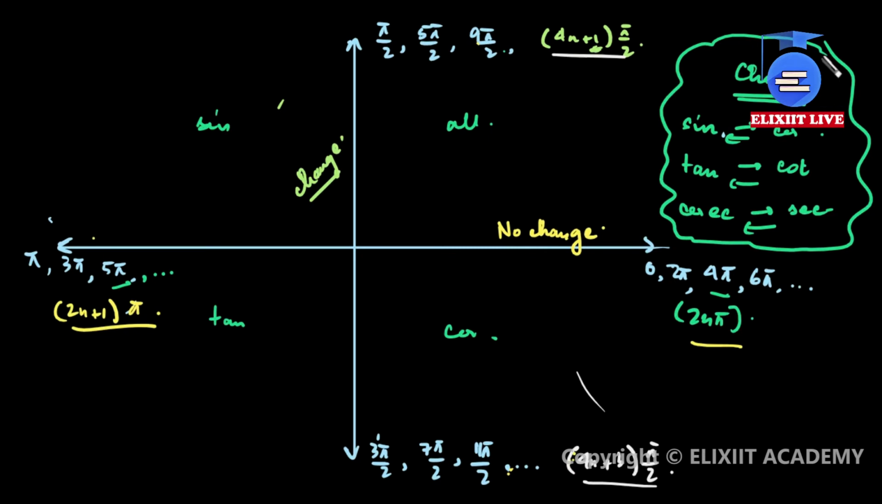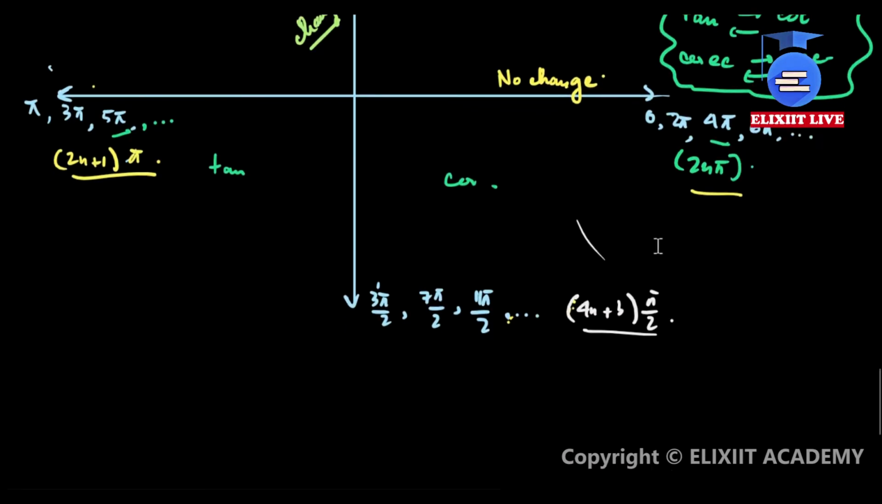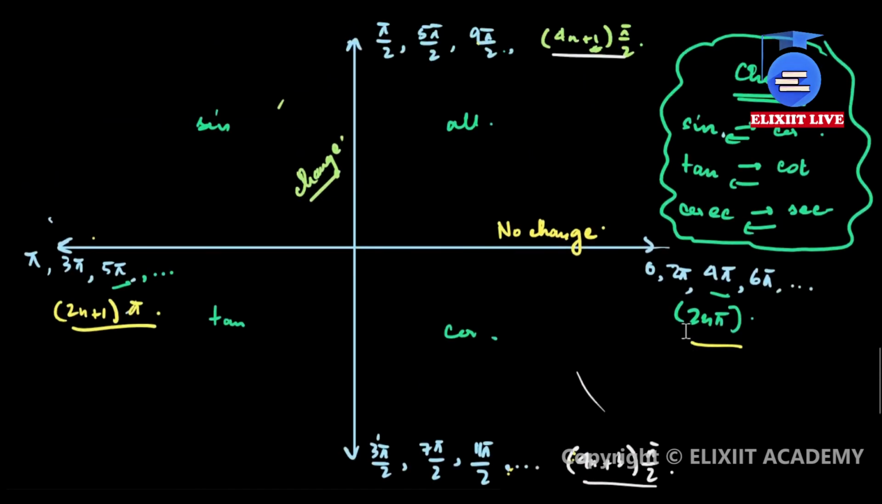Now understand. Suppose, for instance, someone asks you, what is sine of 3 pi by 2 minus theta? How will you figure out sine of 3 pi by 2 minus theta? Change or no change, first you need to figure out this.